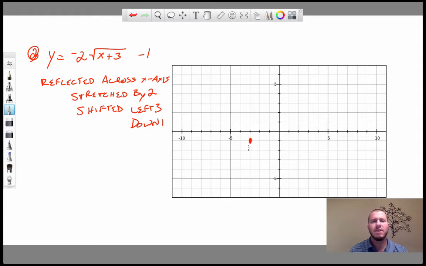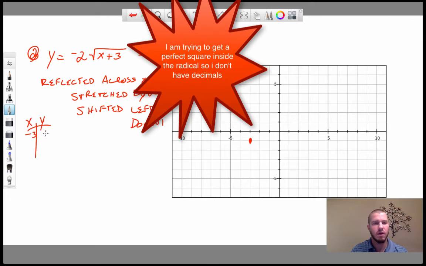And being reflected over the x-axis means that it's going to be going down instead of up. Okay? And that's going to change my range. We'll talk about that when we get there. But let's first go ahead and make that table. I have my first point at -3, -1.